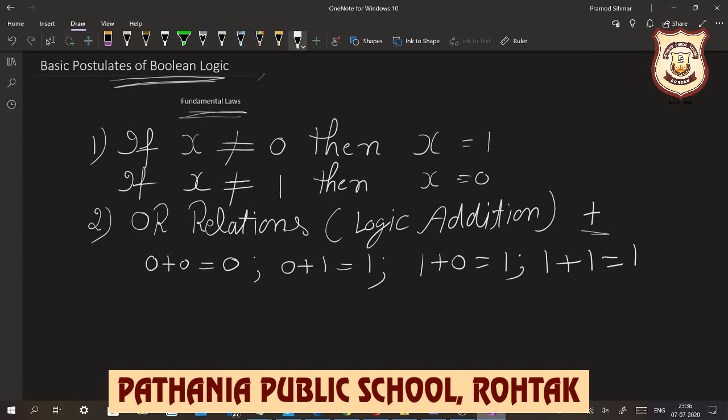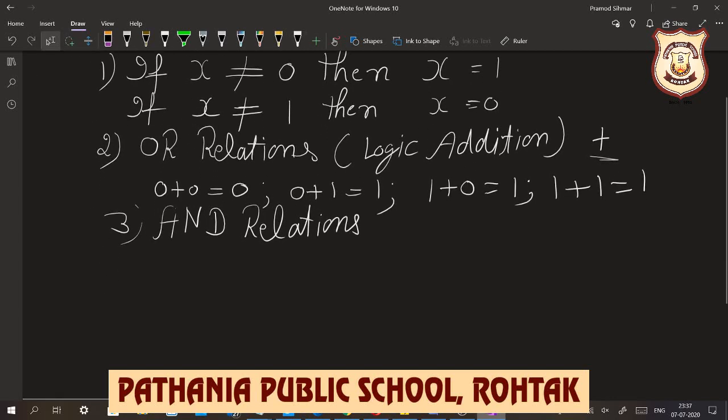Now, the third postulate is the AND relation. Yesterday we learned about the AND gate and truth table. So here is the third postulate, the AND relation. The OR relation is logical addition, and the AND relation is logical multiplication.